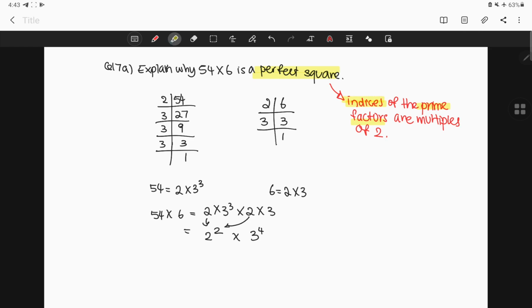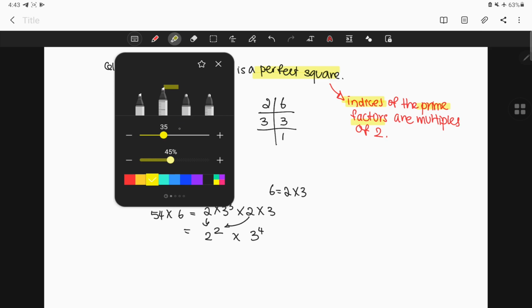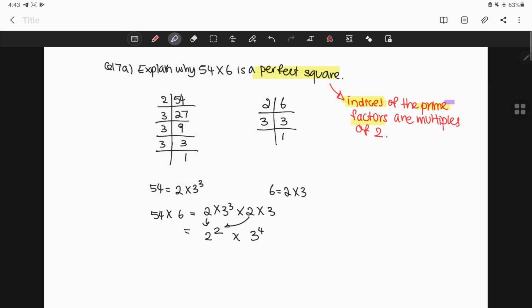Some of you just say, oh, it's a perfect square because it is a multiple of 2. But if you just say that, it's not clear. You need to spell out the word indices. So indices of prime factors. This is the phrase that you must have. Indices of prime factors. This is very, very important.